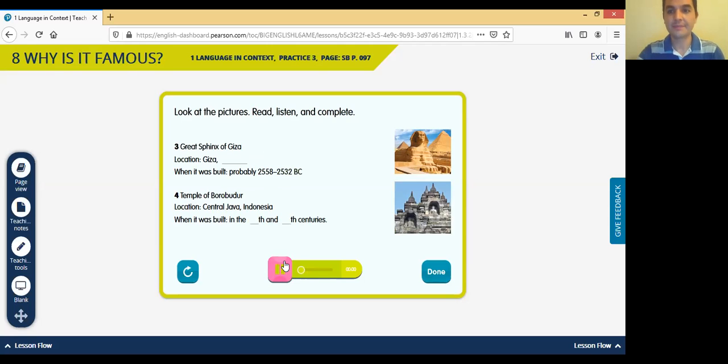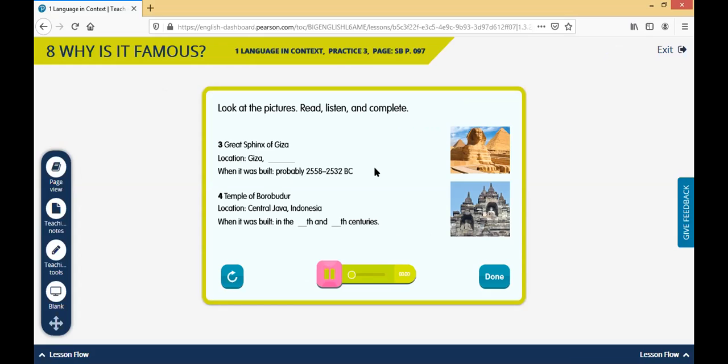3. Great Sphinx of Giza. The Great Sphinx of Giza is located in Giza, Egypt. It was probably built between 2558 and 2532 BC. 4. Temple of Borobudur. The Temple of Borobudur is located in central Java in Indonesia. It was built in the 8th and 9th centuries.